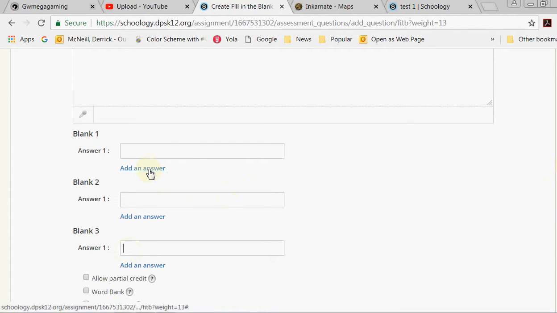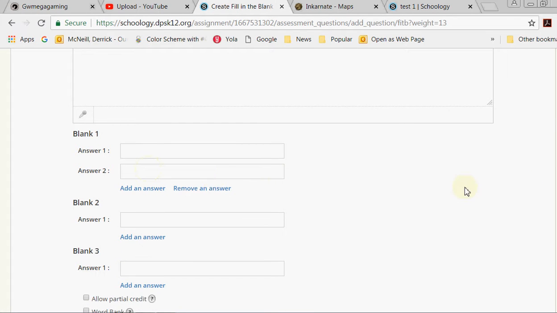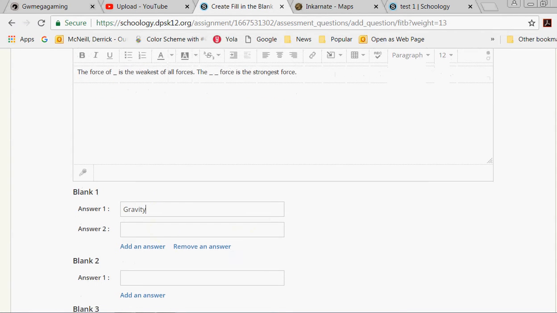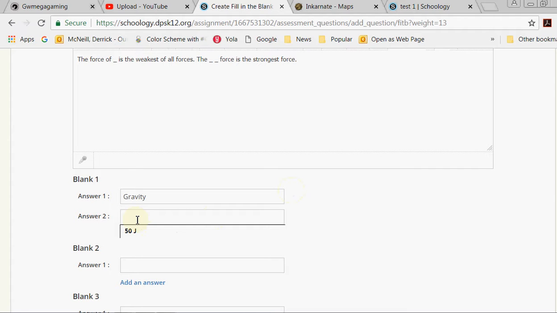Now, as you can see, there's an add answer below. If I click on that, it gives me the opportunity to put in multiple possible correct answers. Now, there really is just gravity as the weakest force. So I would have gravity as my choice here. But had I created a question that could potentially have multiple answers to that, I would put the other answer there right over here, and it would simply go through the list and find if that answer is on that list.